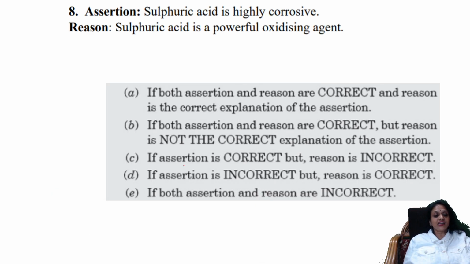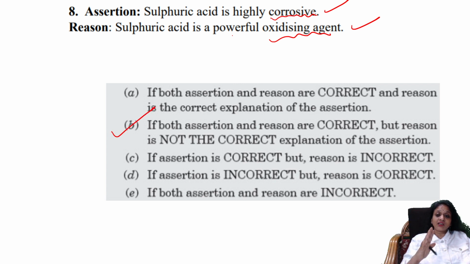Sulphuric acid is highly corrosive. Sulphuric acid is a powerful oxidizing agent. Yes, it is right. Both are right. But here it is talking about corrosive nature, getting corroded. This is talking about oxidizing nature, right? Both are right, but the reason is not the correct explanation.